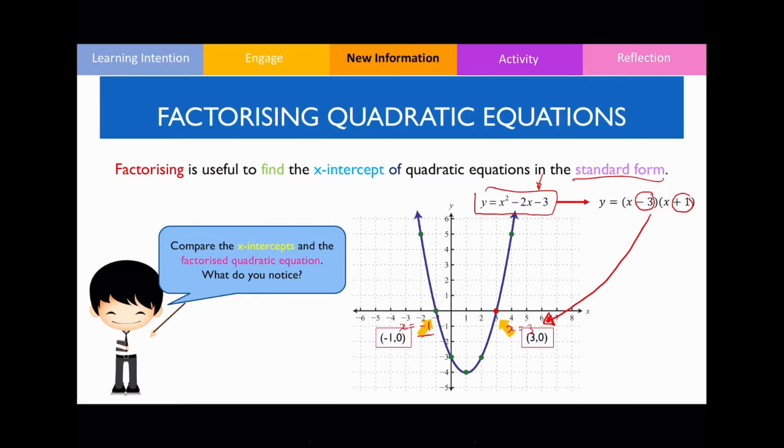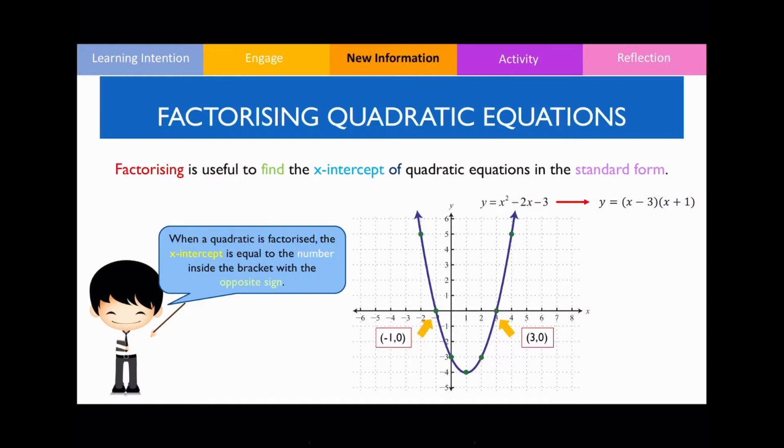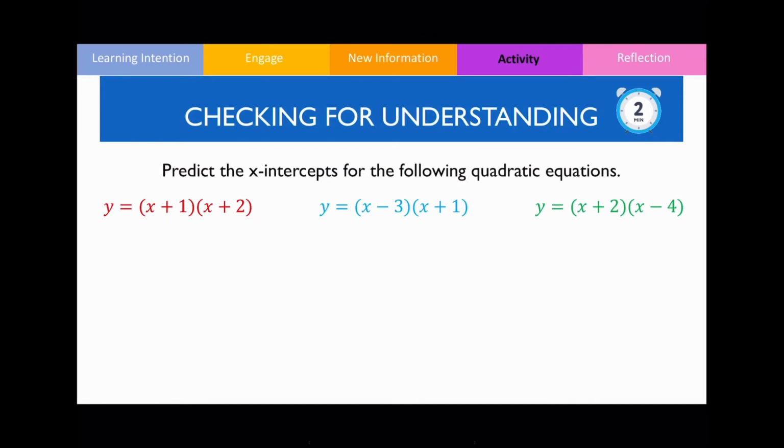So that's the main thing that I want to draw your attention to. That's the reason why we factorize quadratic expressions, okay? And that's summarized up here. So when a quadratic is factorized, the x-intercept is equal to the number inside the bracket with the opposite sign. So -3 is equal to a +3 there. What I want you to do right now is predict the x-intercepts for the following quadratic equations, okay? These are already factorized. So based on the factorized equation, state the x-intercepts for each of these equations.